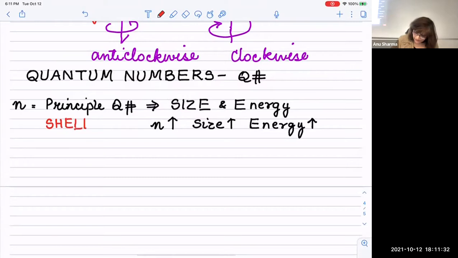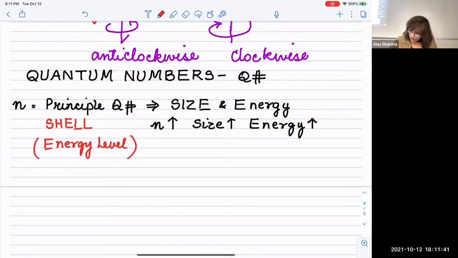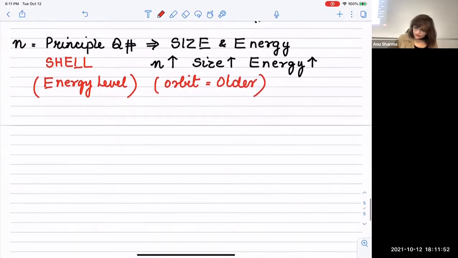Energy level, but more commonly we call it shell. Okay, but the older version was orbit. This is the older version. Remember, the structure of atom is also based on the solar system.